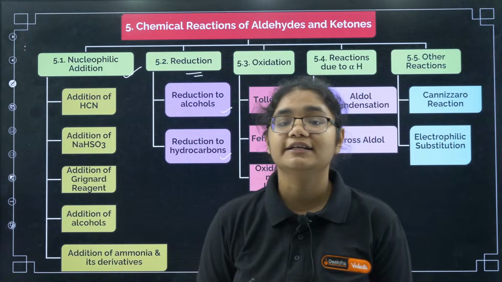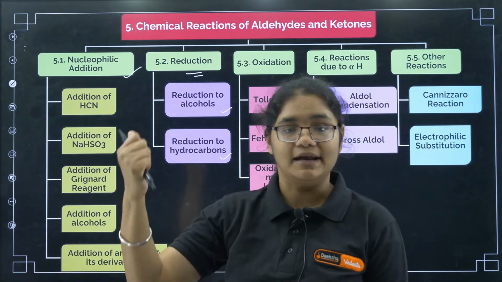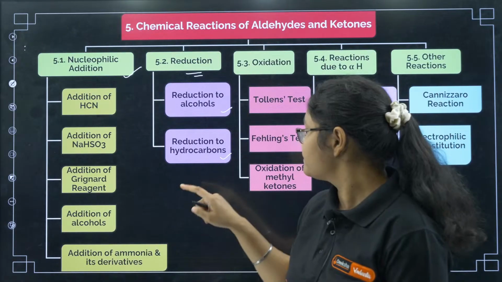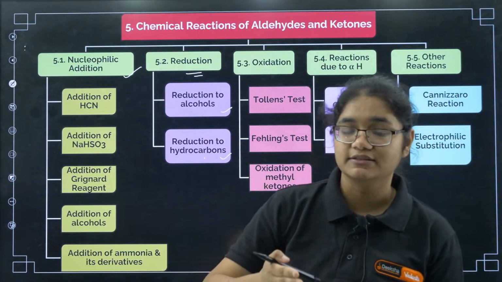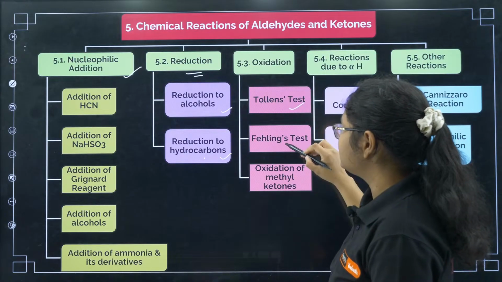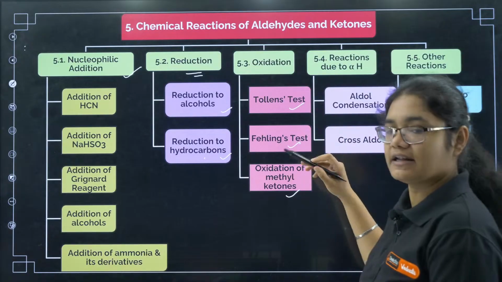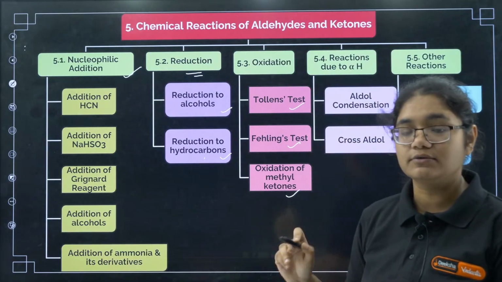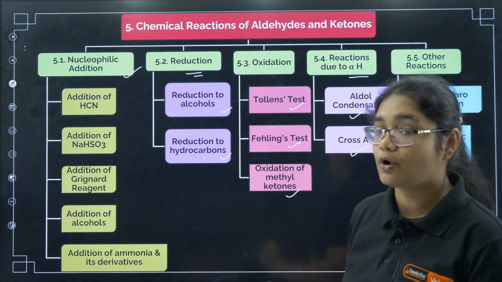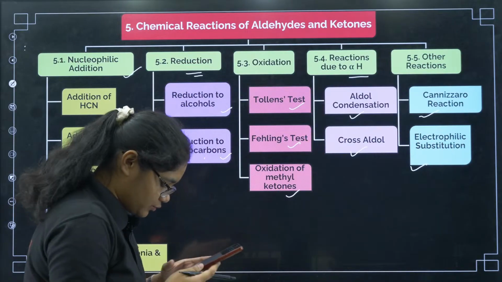Reductions to alcohols: what all reagents do we have? How can we reduce carbonyl compounds to alcohols? We use NaBH4 and LiAlH4. Reductions to hydrocarbons are the Wolff-Kishner reduction and Clemmensen reduction. Next, oxidation: Tollens test, Fehling's test, and oxidation of methyl ketones. In Tollens test we get a silver mirror. In Fehling's test we use copper. Oxidation of methyl ketones is the iodoform test. Next, alpha hydrogen reactions are aldol condensation and cross aldol condensation. Other reactions are Cannizzaro reaction and electrophilic substitution reaction.